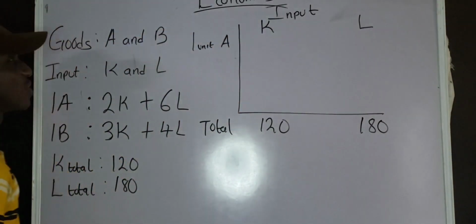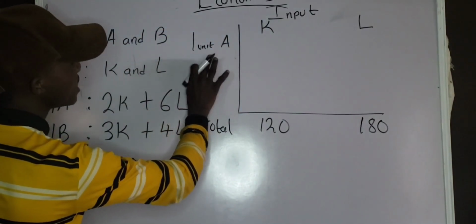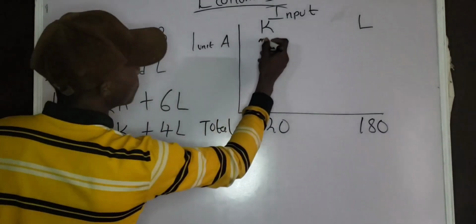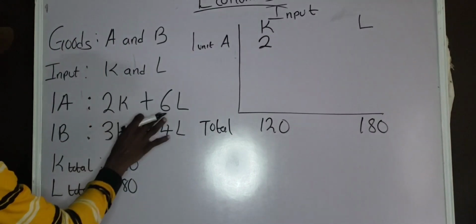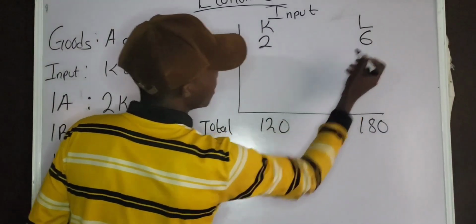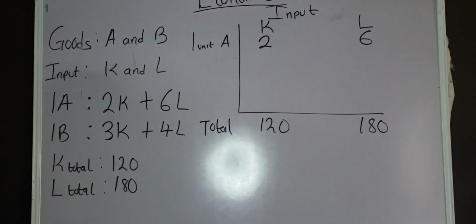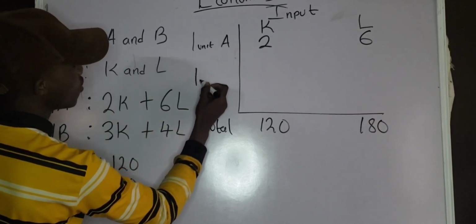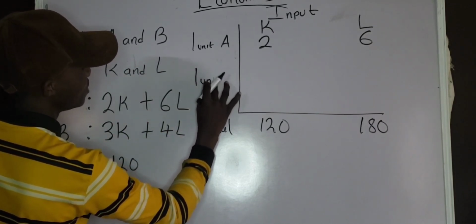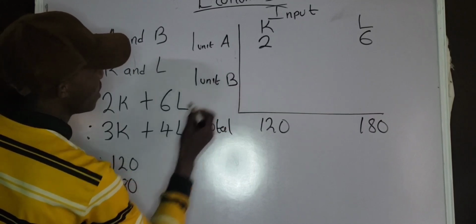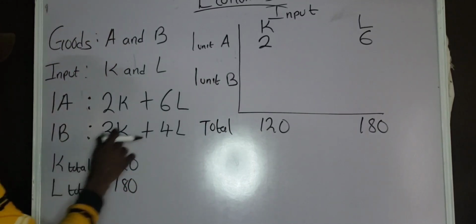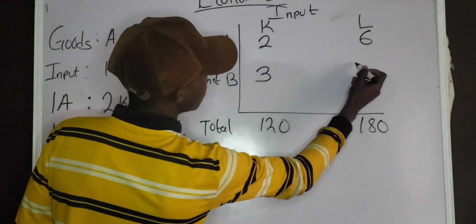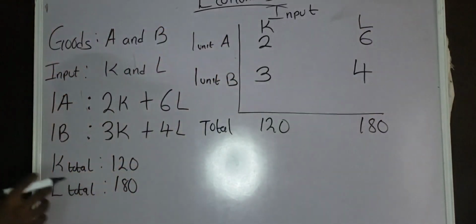Do you understand? Okay. Now, 1 unit of A. To produce a single unit of A, we are going to make use of 2 units of input K, so I'm going to have 2. And how many units of input L? 6. Please, are you paying attention? Okay. This is 1 unit of A. Also 1 unit of B requires 3 units of K, so under K, I'm going to have 3, and 4 units of L. Under L, I'm also going to have 4. Are you paying attention?